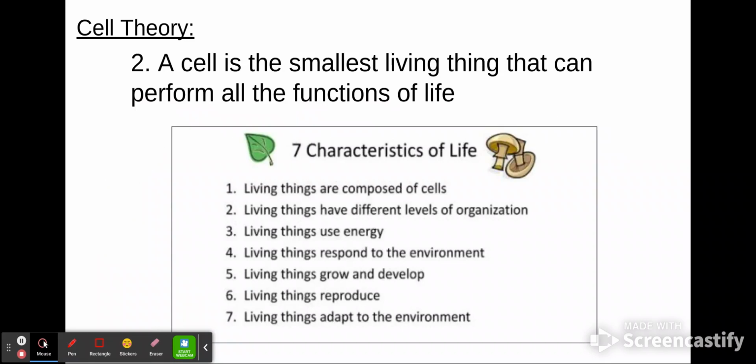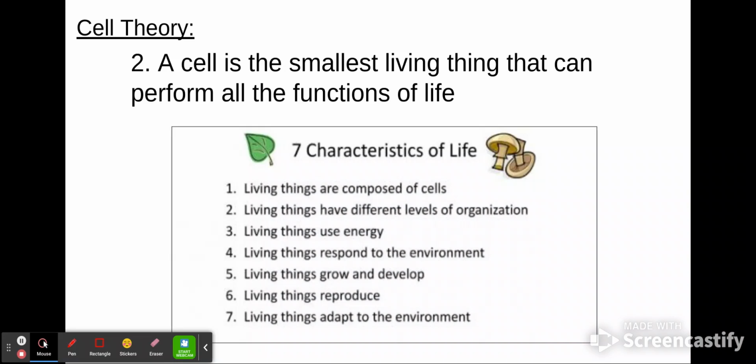The next thing they figured out is when we look at organisms, the smallest thing that can be living is a cell. You do not need to write down the 7 characteristics of life here. Those are just there for you to reference. So in order to be living, something has to be able to use energy and respond, grow, develop, all of these different things. We did a sort the other day where we sorted elements, and then we sorted cell parts, and then cells and organs, organ systems.